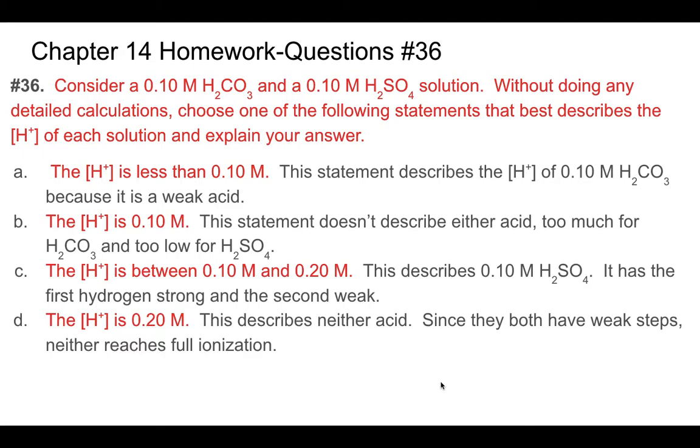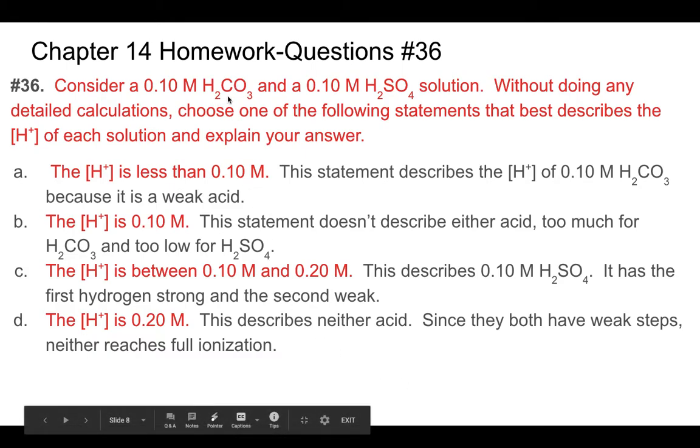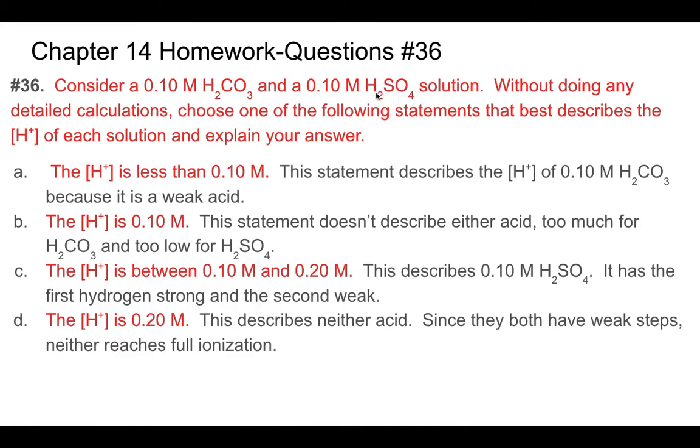36. Let's say we have 0.1 molar carbonic and 0.1 molar sulfuric. Don't do any calculations. Just remember that with carbonic, both H's are weak. With sulfuric, at least the first H and AP would claim the second H are strong, although we know that the second H is actually somewhat weak. Without doing any detailed calculations, choose the following statements that best describe the H+.